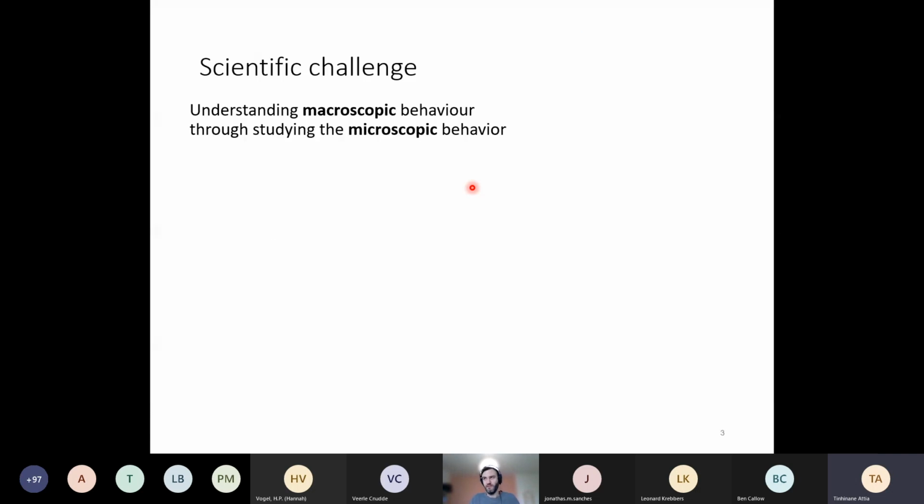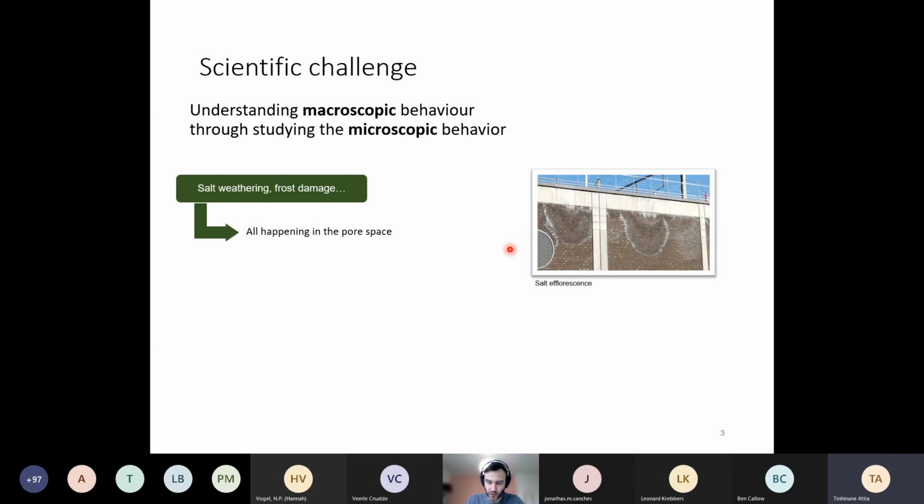So in the type of science that we're doing, the scientific questions often have an intention. So we want to answer research questions about the macroscopic behavior of materials. So for example, if we want to study salt efflorescence, then that's a macroscopic behavior. And we can see that as we walk down the street that we have these salt precipitations on the surface of mineral building materials. But we know by now that this actually happens due to the microscopic behavior of moisture and salts within the pores of the material. So studying this effect requires us to study the microscopic behavior of the material.